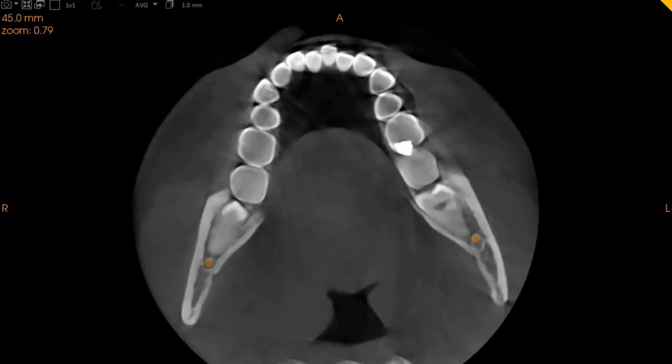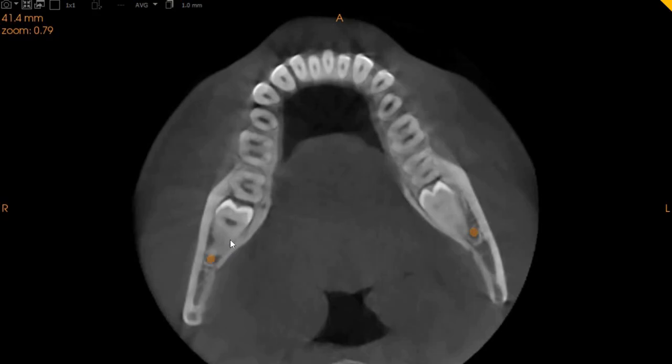This is the axial view, or the top to bottom view. Here you can see the lower right wisdom tooth very closely associated. The lower left wisdom tooth is not as closely associated.